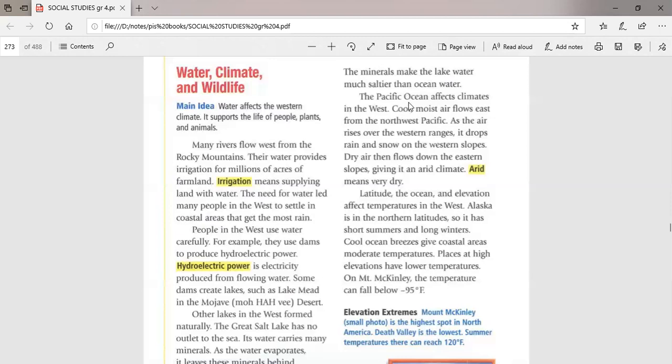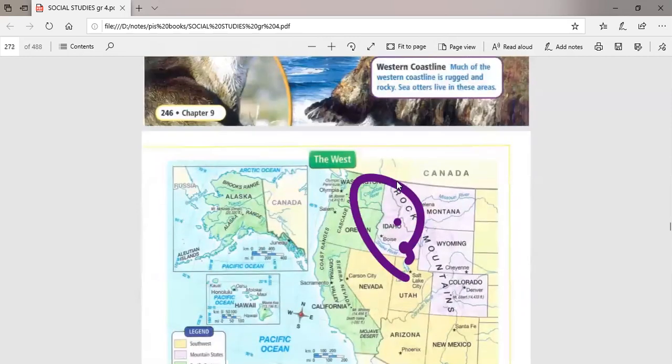Okay, what about the Pacific Ocean? The Pacific Ocean, of course, affects the climate because the air in this area is called moist air. It means that the air is full of water. Okay, that's why we have too much moisture in these kinds of states. And also, if we speak about the states that are inland, or that are inside, it carries arid air or dry air.